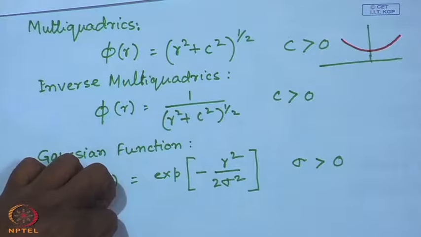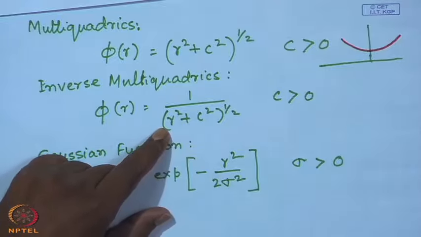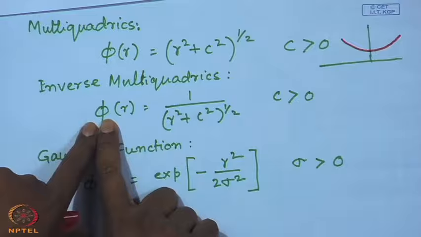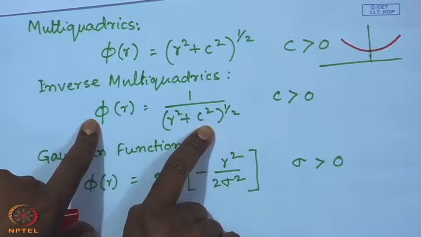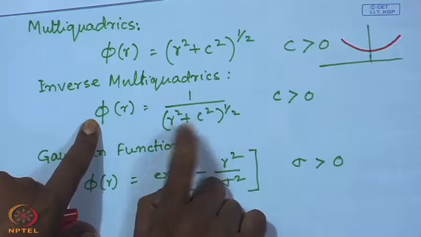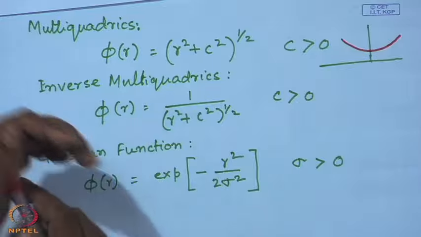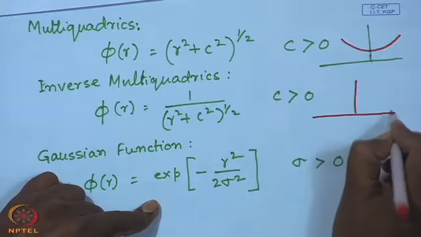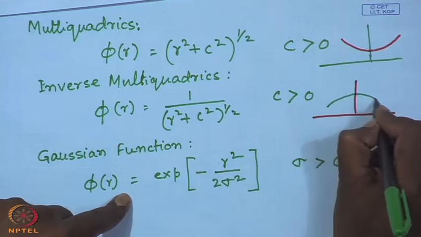When you go for the inverse multi-quadrics at r equal to 0, that means when the point x and the point t coincide, that is at the receptor point, the value of the inverse multi-quadrics is, sorry, this is the maximum, which is nothing but 1 upon c. And as r goes on increasing, the value of the radial basis function goes on decreasing. So, the nature of the function with inverse multi-quadrics will be like this, just the inverse of multi-quadrics.